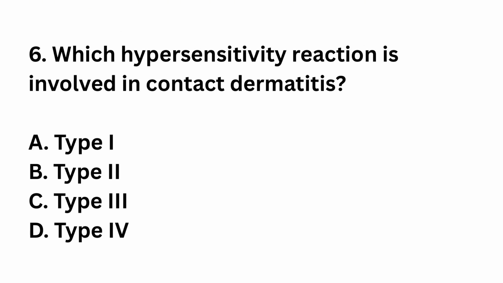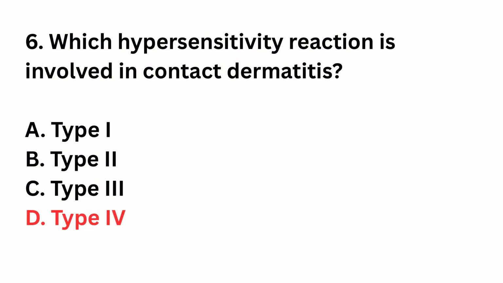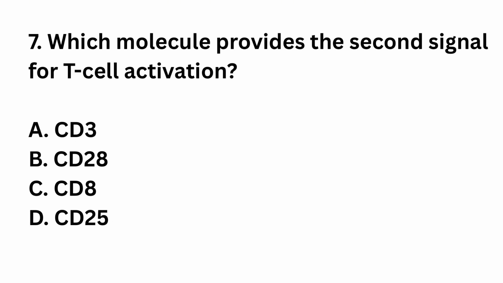Question number 6. Which hypersensitivity reaction is involved in contact dermatitis? Type 1, Type 2, Type 3, Type 4. The right answer is option D, Type 4. It is a delayed T-cell mediated response. No antibodies are involved.